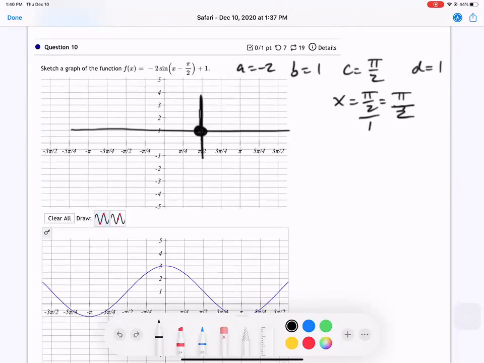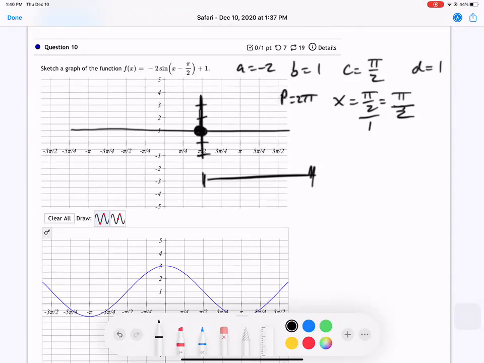So that means the amplitude from 1 is going to go up here 2 spaces up, and then 2 spaces down. So now I forgot to do one step. I always do one more step. My period is 2 pi. So if I start off at pi over 2, when will I end up stopping?